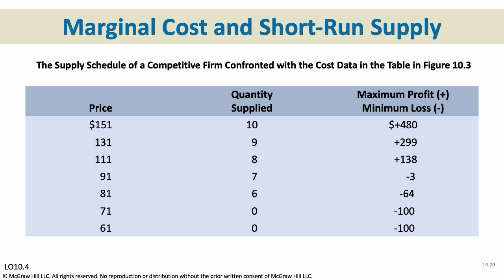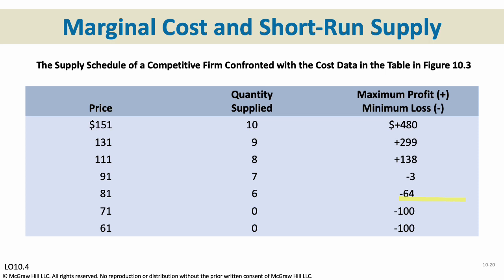Remember, at $131, 9 was our best example. If the price of this product went up to $151, we would supply 10. If it went down to $111, we would supply 8. At $91, we would supply 7 and have a slight loss. At $81, like we just looked at, we would supply 6 and have a loss of 64. And if the price goes under 81, we would shut down.